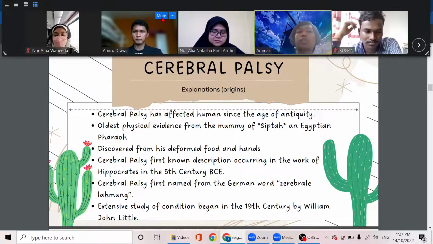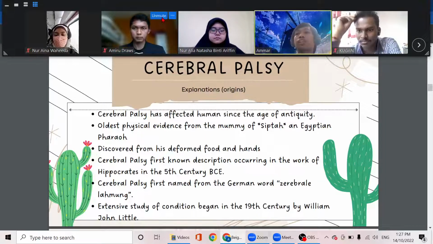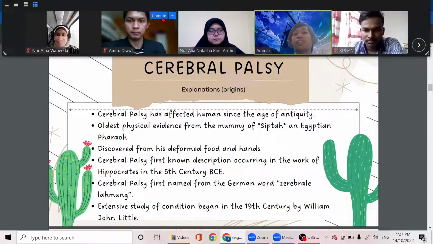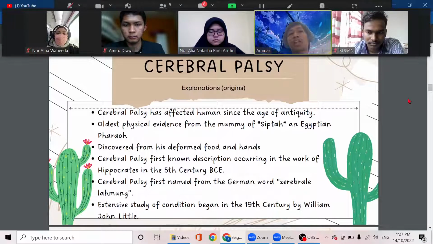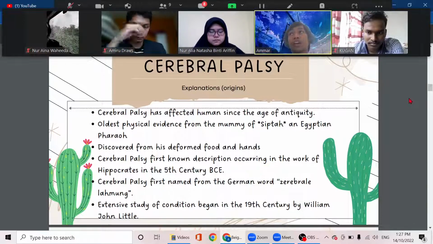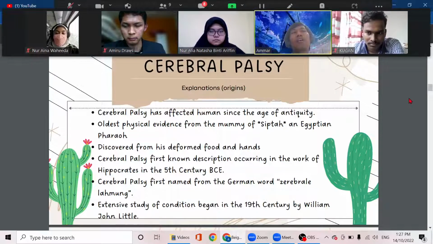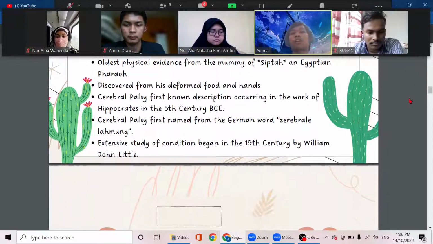Cerebral palsy has affected humans since the age of antiquity, or the ancient times. There is physical evidence from the mummy of Sita, an Egyptian pharaoh. The first description of cerebral palsy is from the Greek philosopher Hippocrates in the 5th century. It was first named from the German word cerebral Lahmung. And from the English, they began studying cerebral palsy in the 19th century, by William John Little. Thank you. That's all for me.